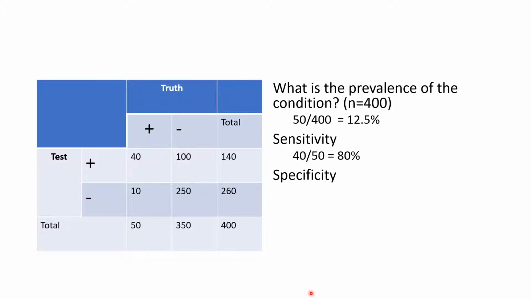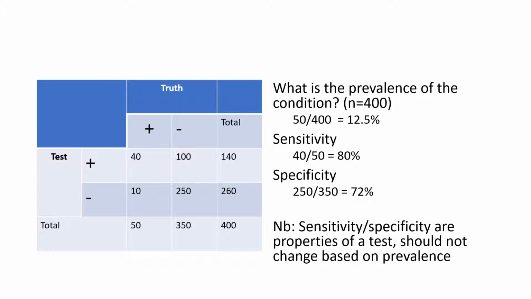What's the specificity? Of all the people who truly do not have the condition, how many does the test correctly identify as not having the condition? So that shakes down to about 72%. And an important thing to keep in mind is that the sensitivity and specificity are properties of a test, and they should not change based on disease prevalence. And I say should not, and in a later video we'll cover why it might happen. But in general, the sensitivity and specificity should not change. And this will be important when we talk about likelihood ratios later.